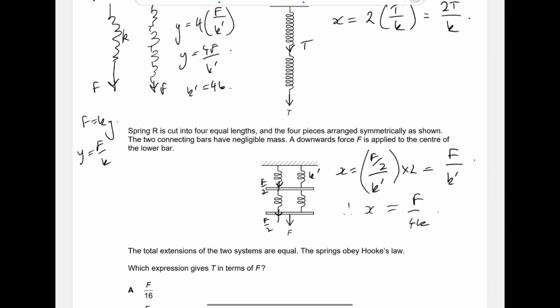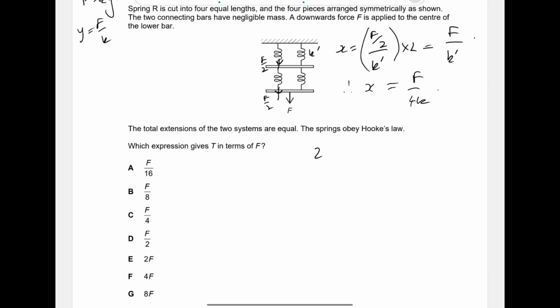So equating these two, we get 2T over K equals F over 4K. So T equals F over 8, which gives us B.